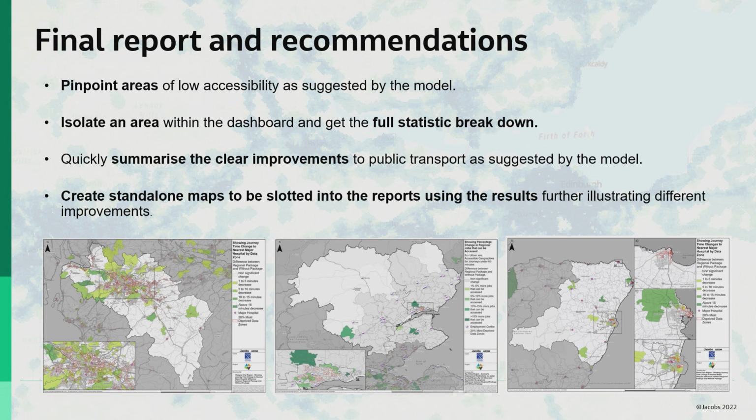Some of the benefits that we have included are users being able to easily pinpoint areas of low accessibility that may require improvements as suggested by the model, to easily isolate data to custom selections to avoid being overwhelmed with masses of information, to quickly summarize statistics and clear improvements to the public transport network as suggested by the model to support part of the appraisal metrics, and finally, we were also able to create some supportive figures from the results for the final reports to really help push the recommendations being suggested.